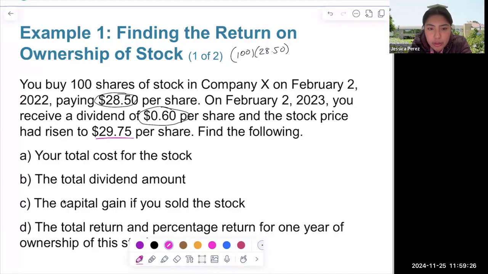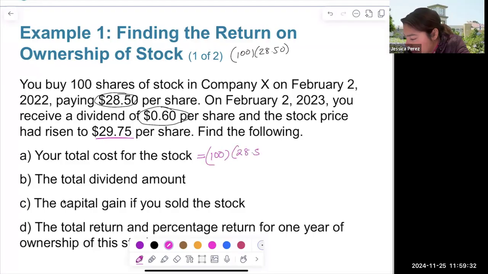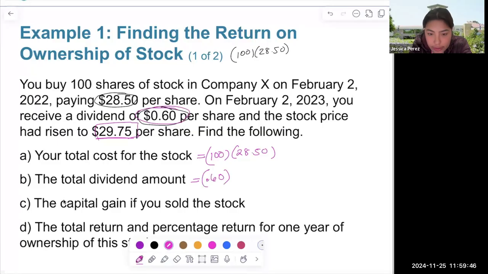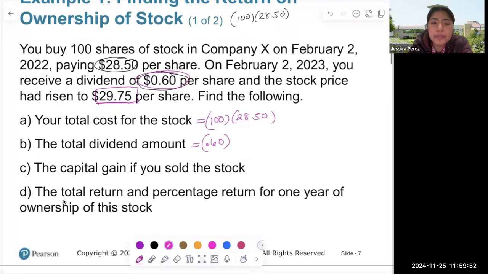First, we want to find the total cost of the stock. So the total cost would be 100 times your 28.50. The total dividend is there, your 0.60, and the price has risen to 29.75. You're going to look at the gain of the stock, the total return, and the percentage return for 1 year of ownership. So we need to look at the dividend, and we need to look at the price to see how it increased. You're getting 0.60 per share. So let's review this question together.